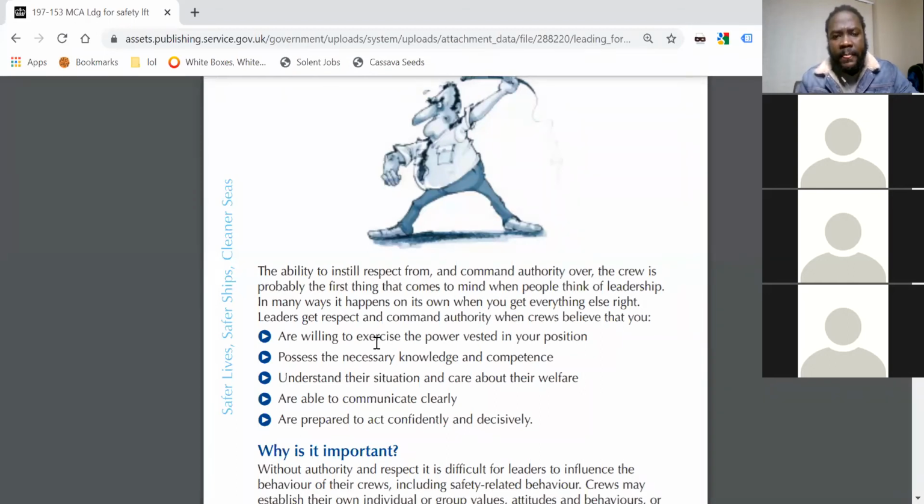Now another part is necessary knowledge and competence. Are you knowledgeable? People can easily read through you if you don't have knowledge and competence.